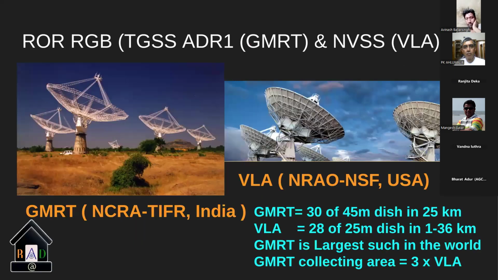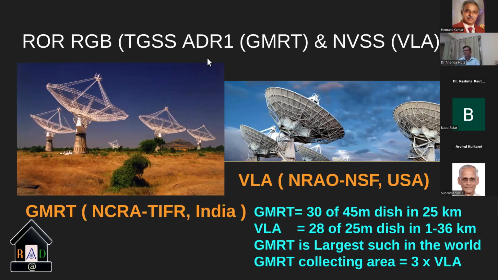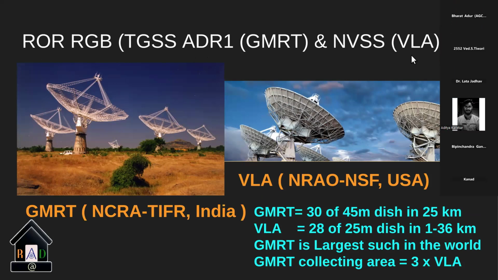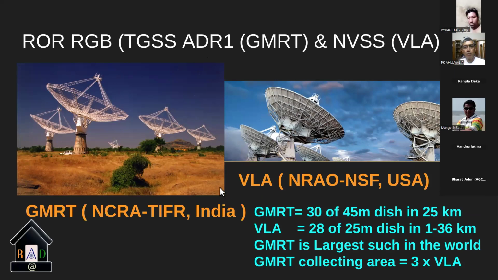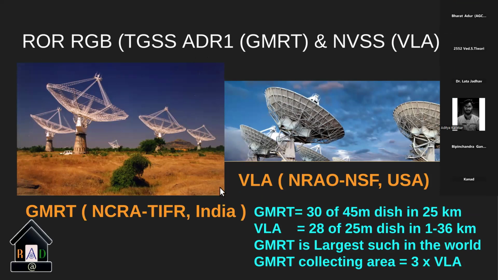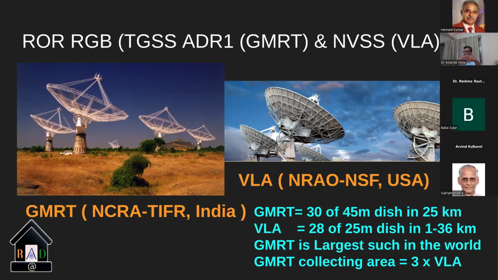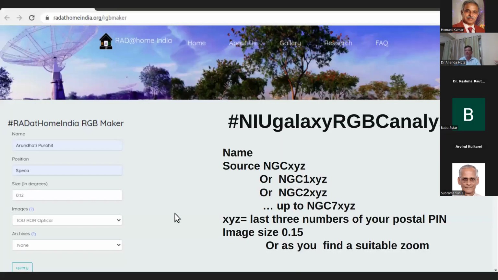Similarly, we have another way of combining images. We have TGSS, our GMRT data, at 150 megahertz, and NVSS, American VLA telescope data, at 20 centimeters. This will be put in red, this will be put in blue, and the optical picture will be in green. Similarly, radio and UV optical IR, radio optical data combined, I am giving the students to understand. That is how it becomes a multi-wavelength study. This is a simple tool. Anybody can go and use it.